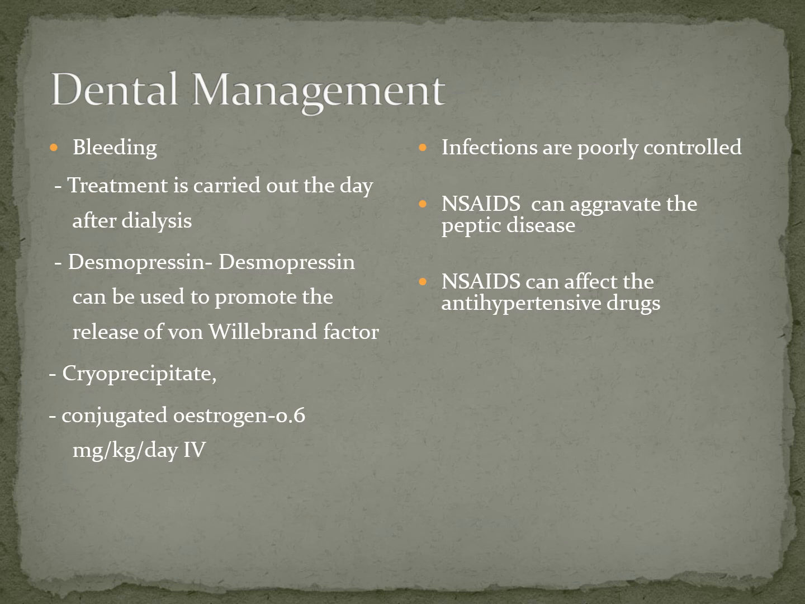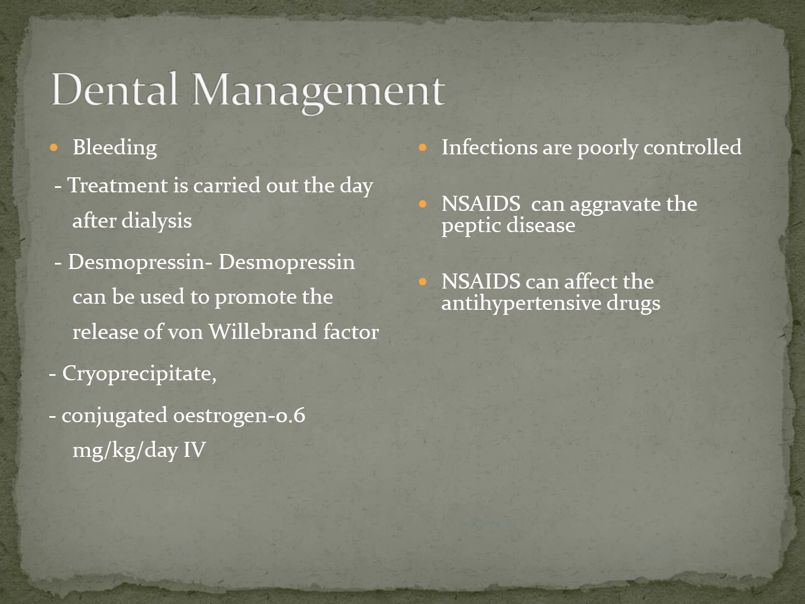Desmopressin can be used to release the von Willebrand factor, or cryoprecipitate. These are the drugs we can use to reduce the bleeding, or conjugated estrogen, which will last for more than 6 hours. So we can arrest the bleeding. And the infection can be controlled using antimicrobial drugs like amoxicillin.